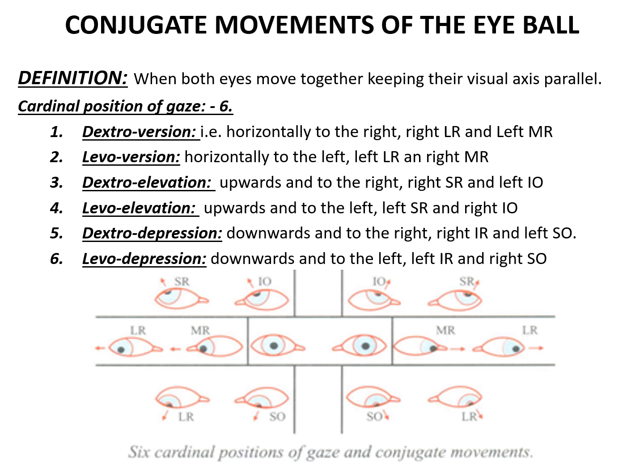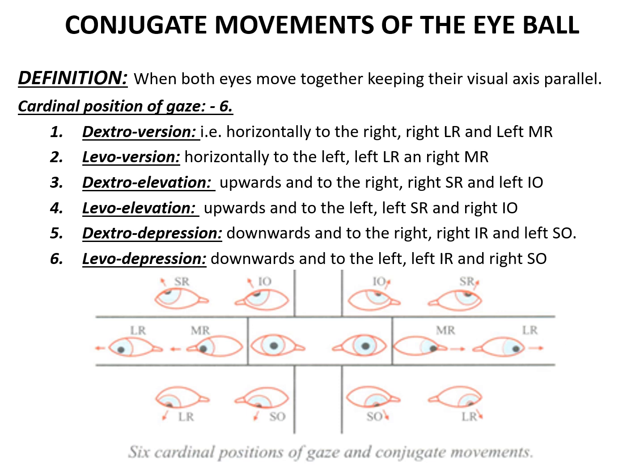Levoelevation means both eyes move up and out towards the left side, and dextroelevation means both eyes move towards the right, up and out. Dextrodepression means both eyes move towards the right and downward, and levodepression means both eyes move towards the left and downward. So these are the six cardinal positions of gaze along with the primary position.